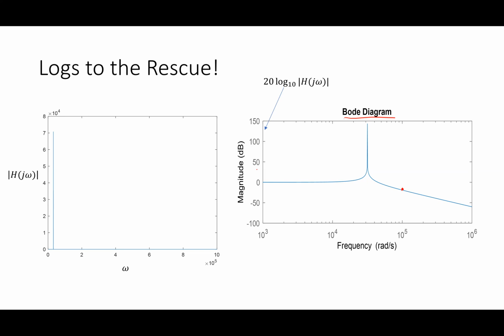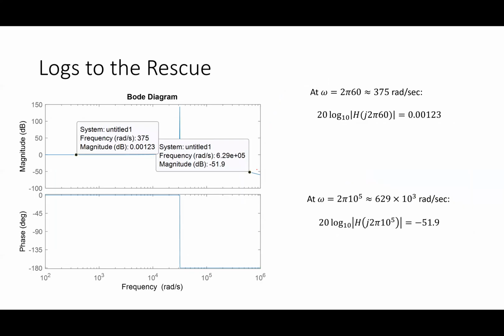So if I want to know what's going on, I was putting in something that had 60 hertz and 100 kilohertz. So what I did was I looked at those frequencies. 2 pi 60 is approximately 375. It's actually approximately 377, but 375 is close enough. And 100 kilohertz is basically about 629 times 10 to the third radians per second.